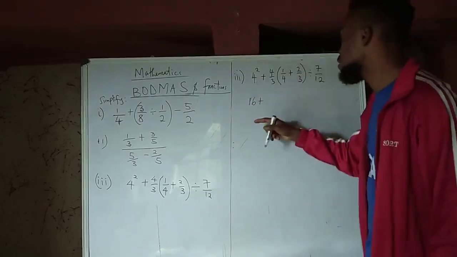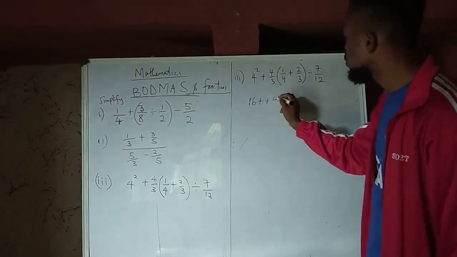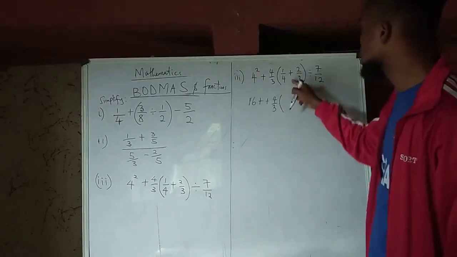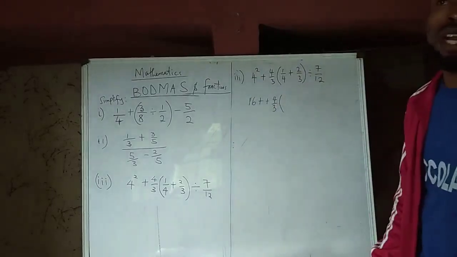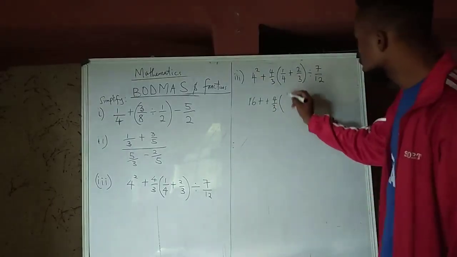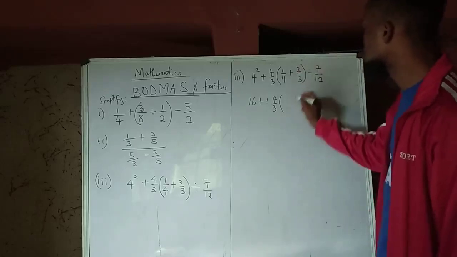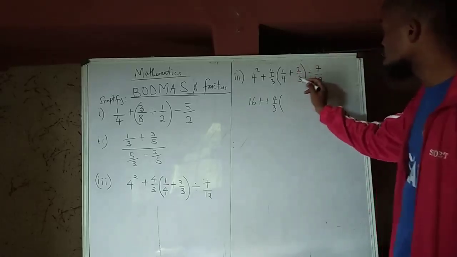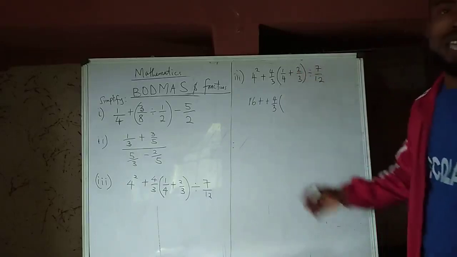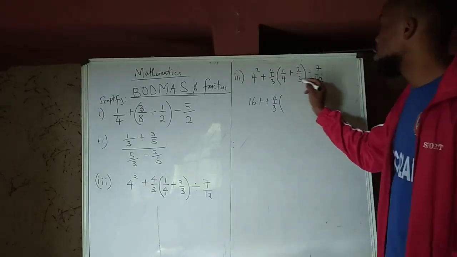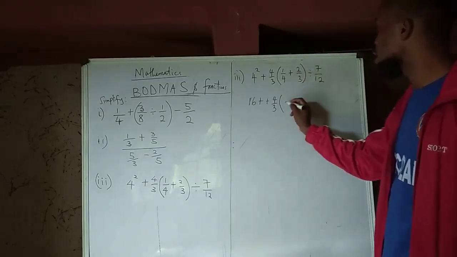Alright, so I'm just going to do this because it's making the whole thing look somehow to me. So I'm going to do that, 16 plus, but I'm not going to do any other thing else until I'm done with what is in the bracket. So in the bracket, I have 1 over 4 plus 2 over 3. Now, this is to add a fraction, right? So what do I do? I take the LCM of 4 and 3.